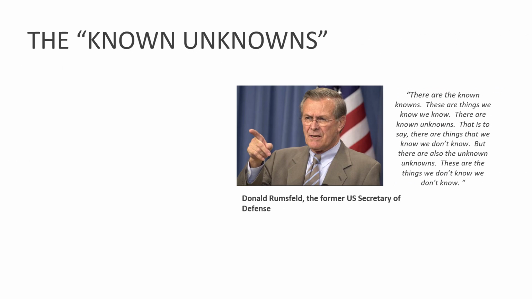Now, one of the things that I like to start out with when I talk about artificial intelligence is this concept of the known unknowns. This was a term that was made popular by Donald Rumsfeld, who was the former U.S. Secretary of Defense when they went into Iraq. And he said, and I quote, "There are known knowns. These are the things we know. There are known unknowns. That is to say, these are the things that we know we don't know. But there are also the unknown unknowns. These are the things that we don't know that we don't know."